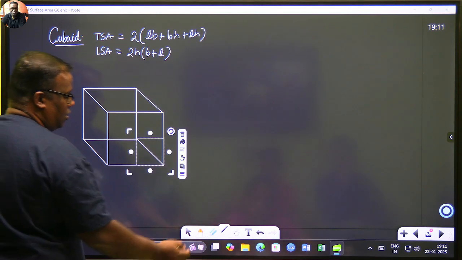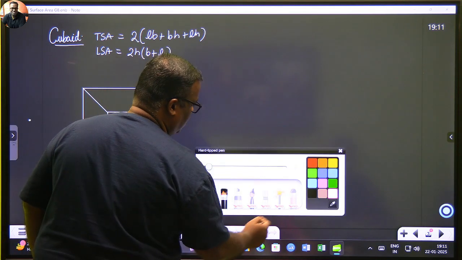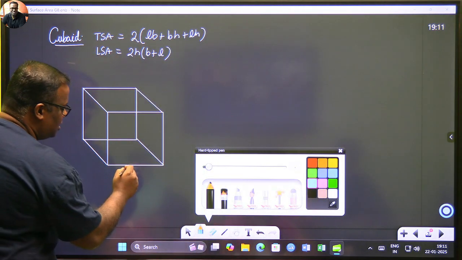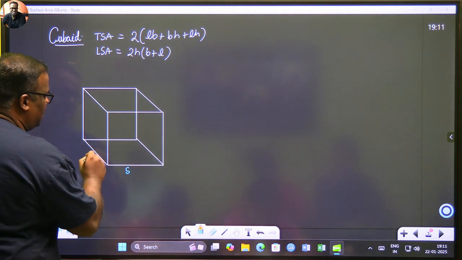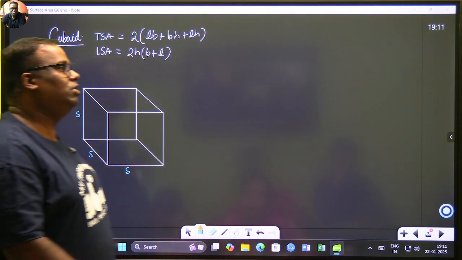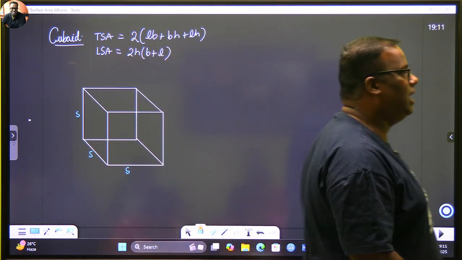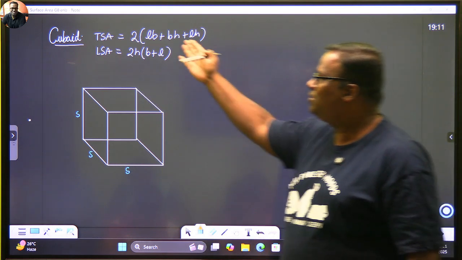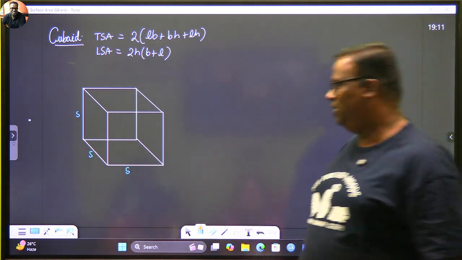Cube. Specialty क्या है cube का? What is the specialty of a cube? We do not have length, breadth, height. Everything is side, side, side. Means in a cuboid, the length is equal to the breadth is equal to the height is equal to the length. Everything is S. Therefore, I first taught you this. This is like the master formula.